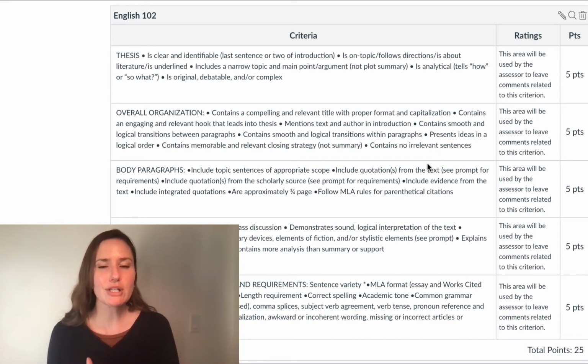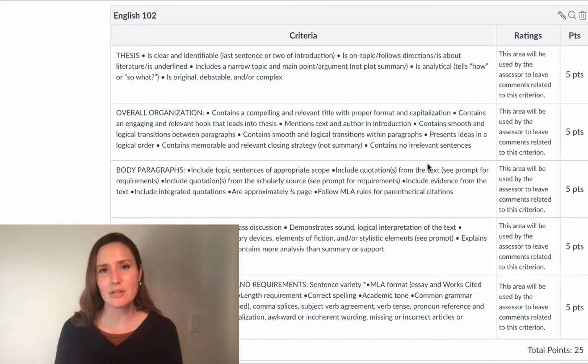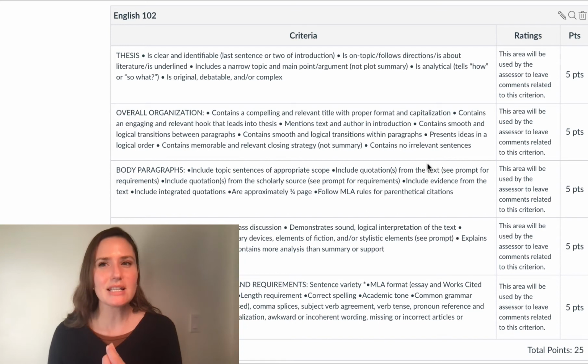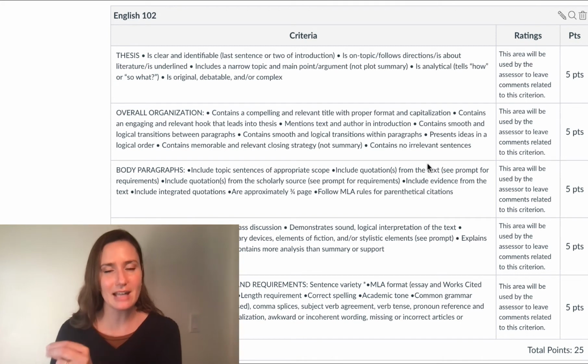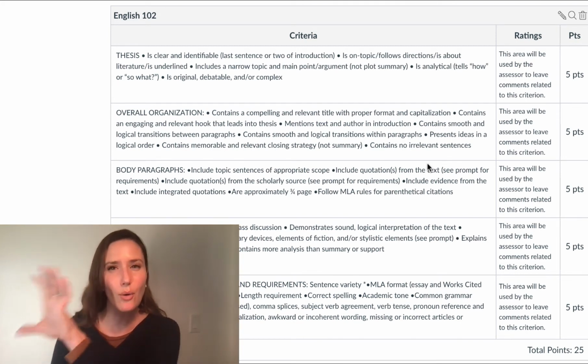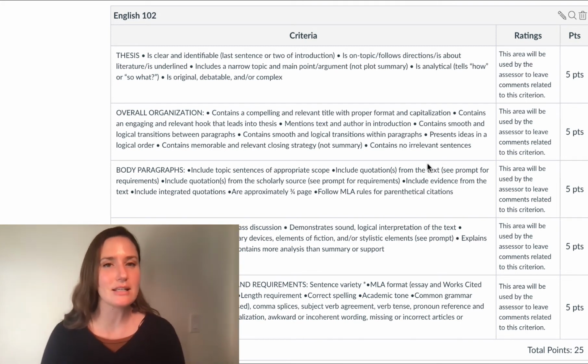Remember, first person is generally not acceptable for literary analysis essays unless you happen to have just a really applicable and powerful example that connects directly to the text. If that's the case, you can use first person, but only in your hook, never in your thesis, and never in your body paragraphs. By the way, when I say first person, I mean I, right?